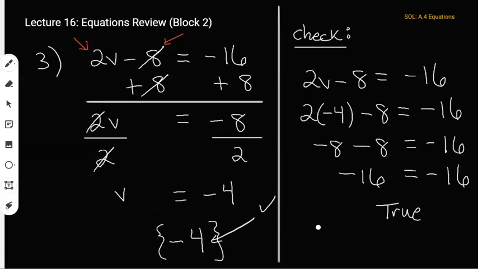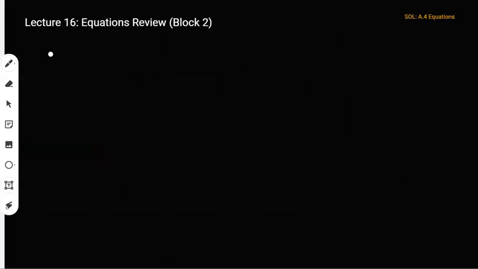So that is called a two-step equation. Now let's take a look at one that I like to call a three-step equation. We're going to be doing number 5 next. All right, so for number 5, we're given 3b plus 4 plus 5b is equal to -20.